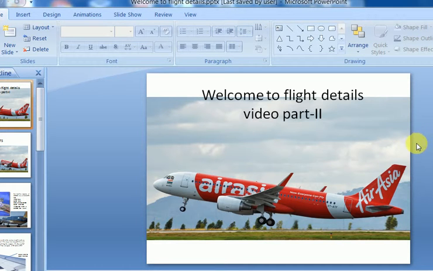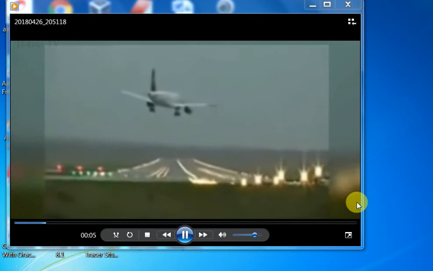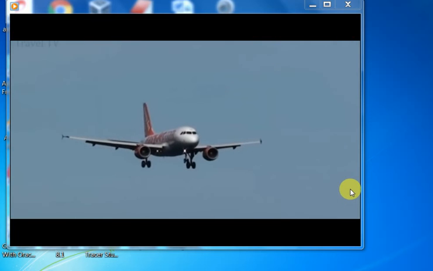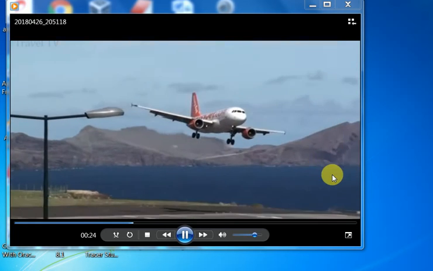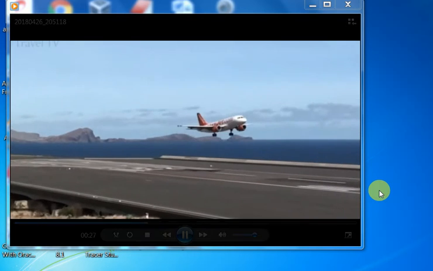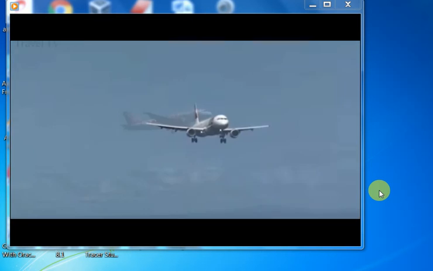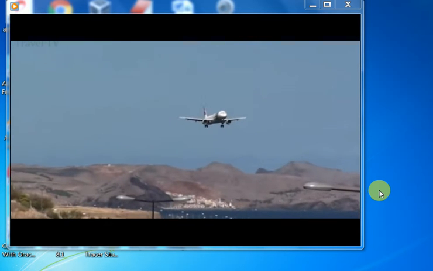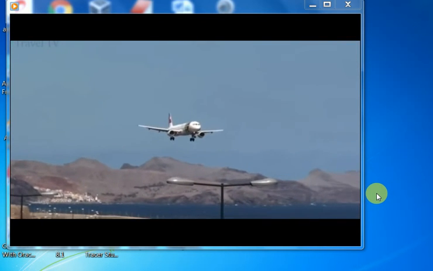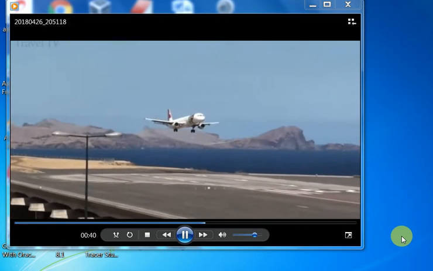So first of all, you see the video of the landing of a flight, an emergency, where the flight is not landing easily. As soon as it goes to the path, it goes upwards again. That is not an easy landing process. See, it cannot land at the first attempt. See, it goes up again.